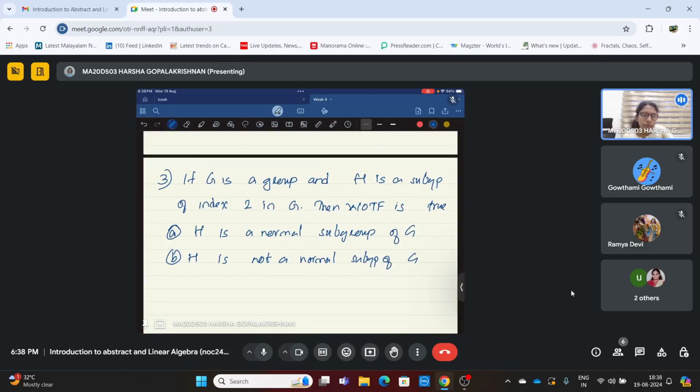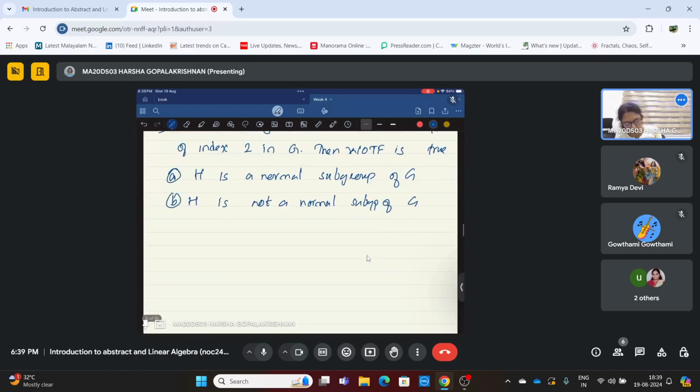Now, the next question is: G is a group and H is a subgroup of index 2 in G. Then which of the following is true? The options are: H is a normal subgroup of G, or H is not a normal subgroup of G. Any idea? Given a subgroup with index 2, what is that index we told? [G:H] equals 2. That is the same as the number of left cosets or right cosets, anything you can write.